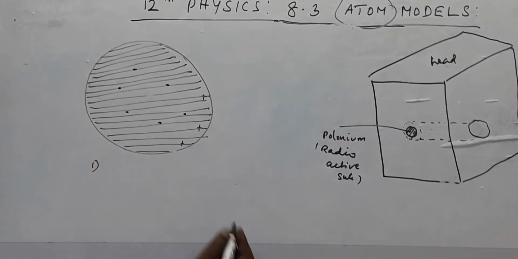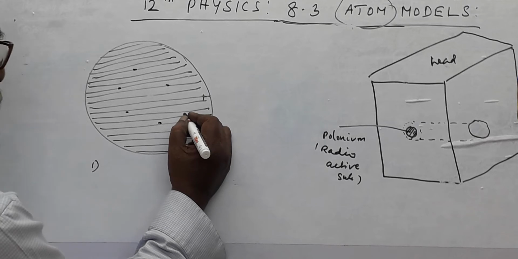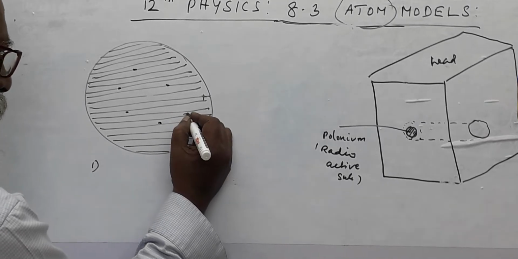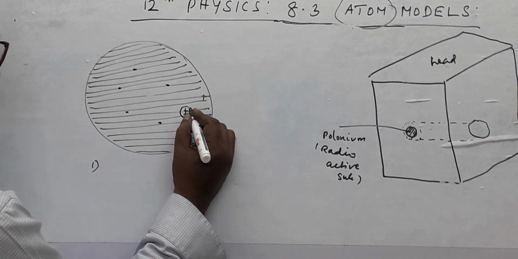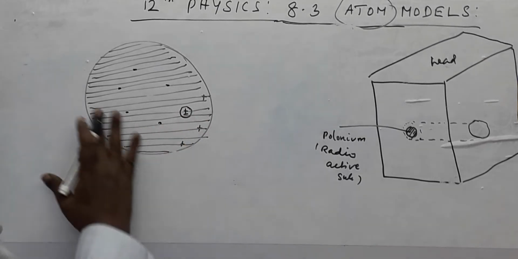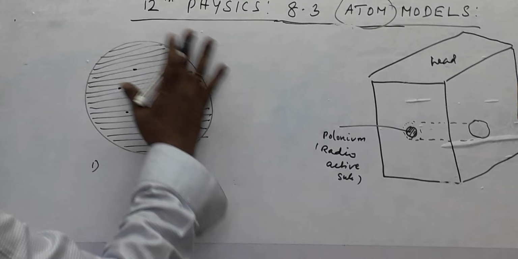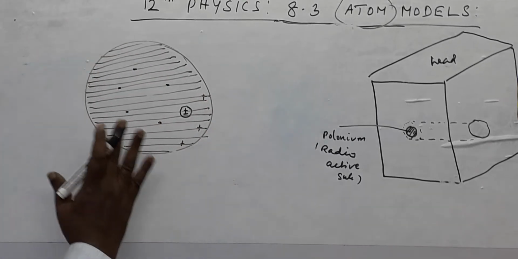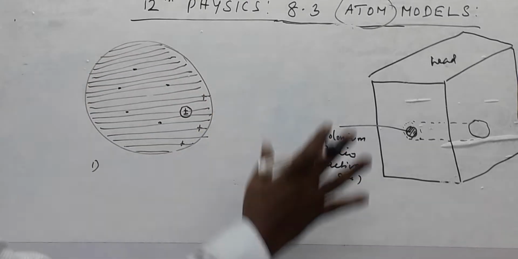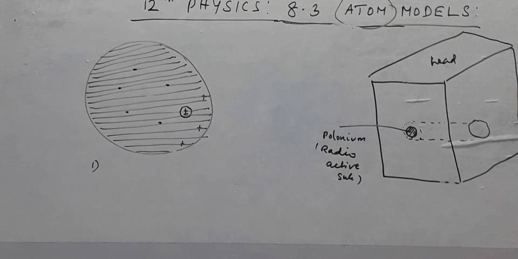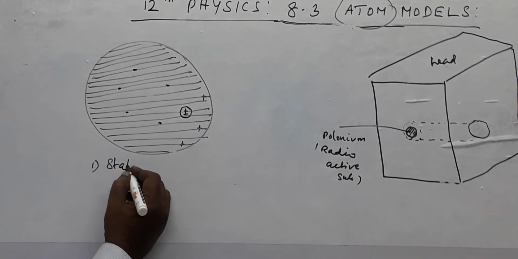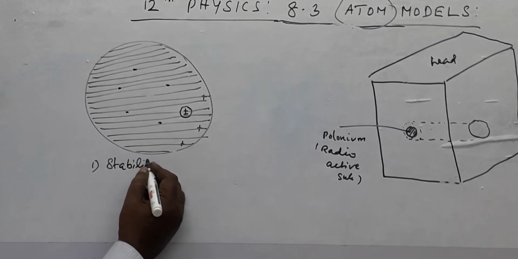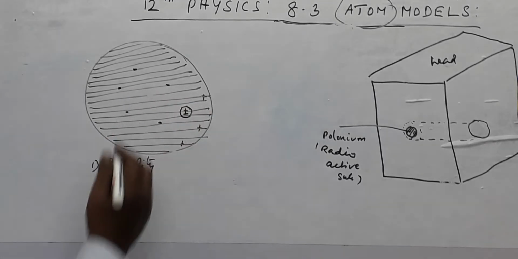Or simply understand it this way: if a positive charge and a negative charge are accumulated at the same point, both destroy each other. Then there is no electron and no positive charge inside. That's why the stability cannot be explained by the Thomson atom model.